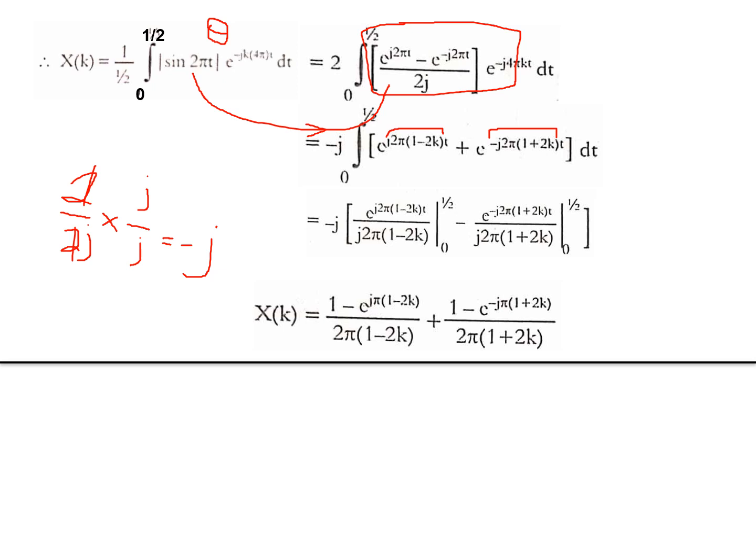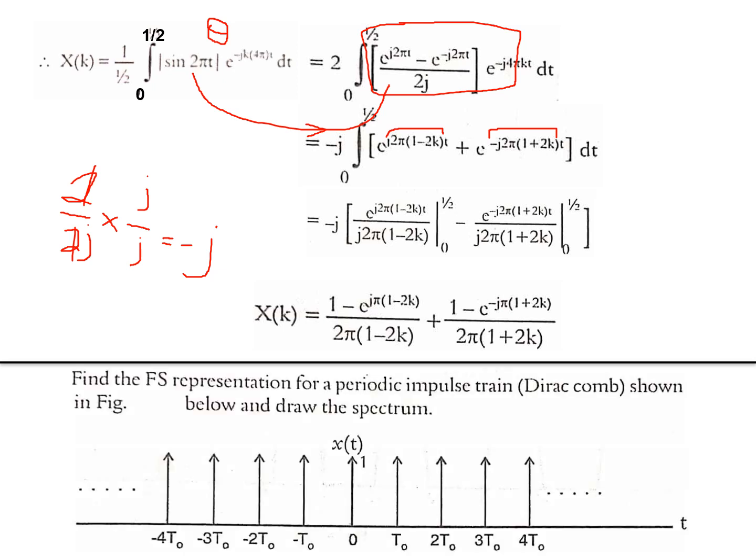Whenever e power of j something is there, use Euler's formula, and you'll get the requisite answer. For different values of k, you'll get different values of x. X at 0, x at 1, x at 2, x at 3, then plot the graph as the magnitude spectrum. Sometimes you can ignore the phase spectrum. It's not that important sometimes. Only if asked, plot it; otherwise only plot the magnitude spectrum.